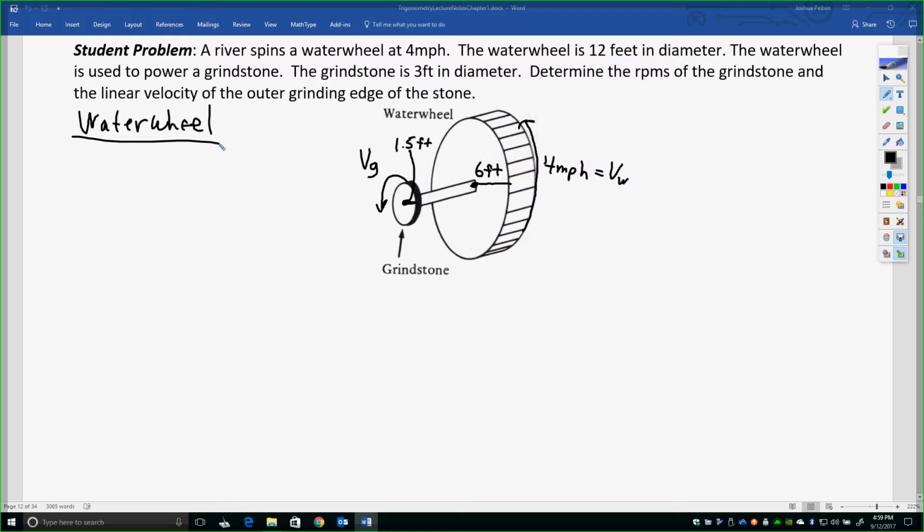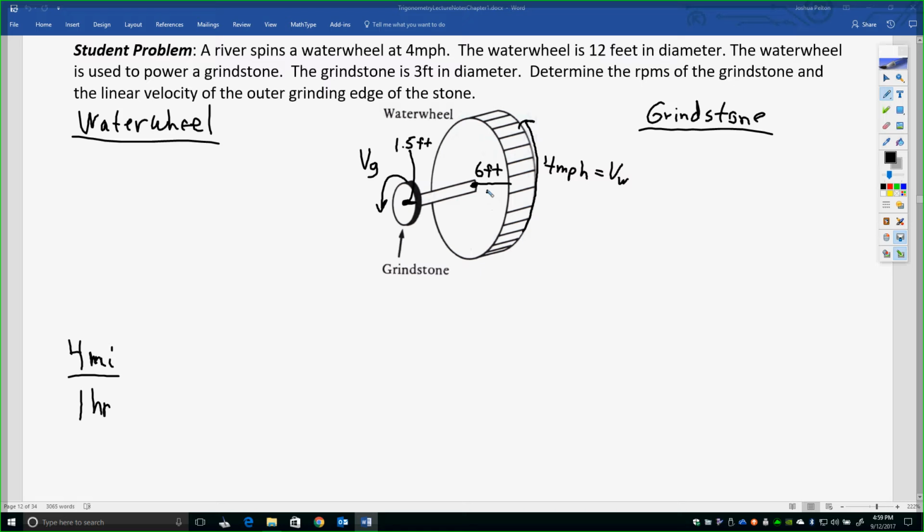And we will do the grinding stone over here on the right. So first off, we have a little problem here: it's 4 miles per hour. That 4 miles per hour has a couple of problems. Because if we're going to be doing RPMs, we can't use hours, we need minutes. And the other thing is we have miles, but the radius here is in feet.